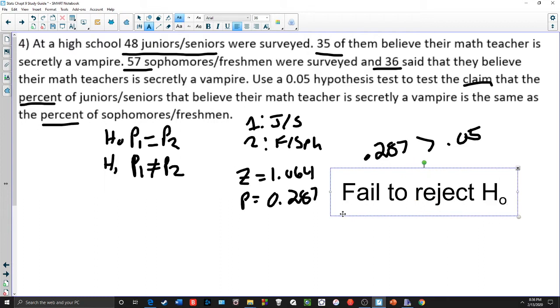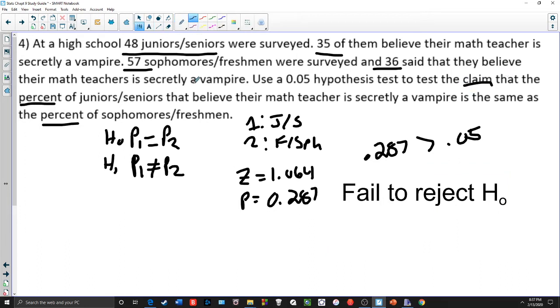Again, you don't really say you support H0, because you can't really support a null. You just say that there's not enough evidence to disprove it, which is why we say fail to reject. And then in this case, I should again put my C next to my claim. My claim was that they're the same. So it says claim that the percent of juniors and seniors is the same as sophomores and freshmen. So I'm claiming the null. So I failed to reject H0.